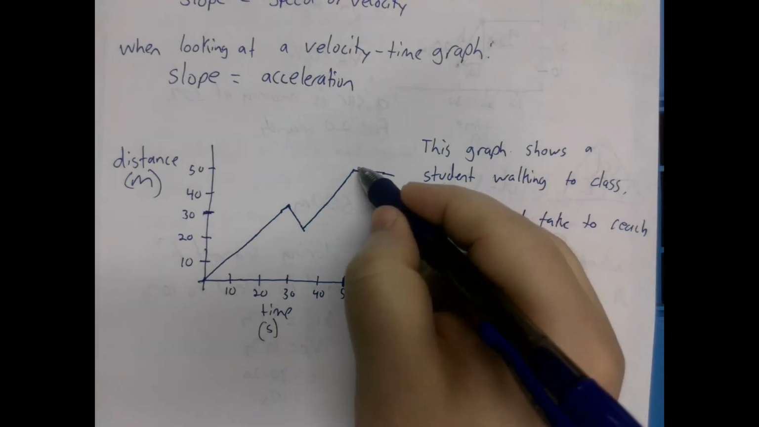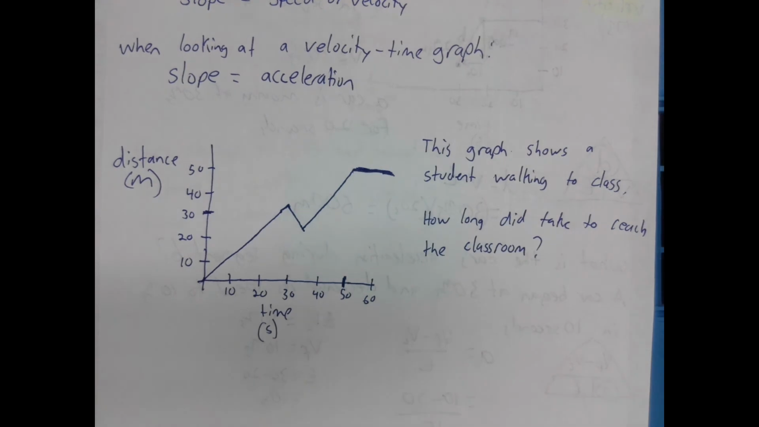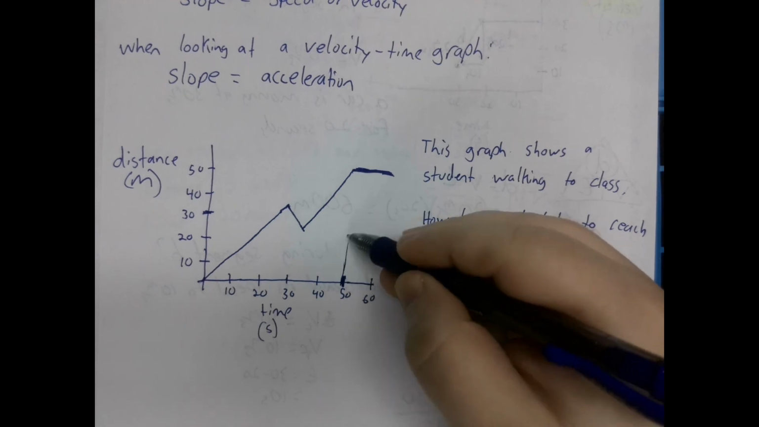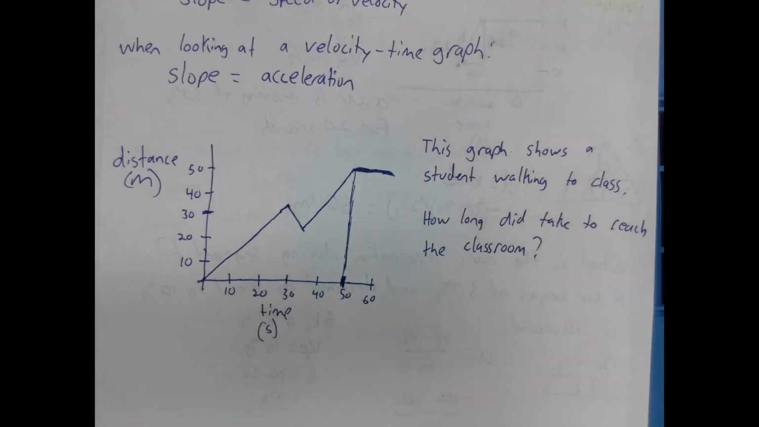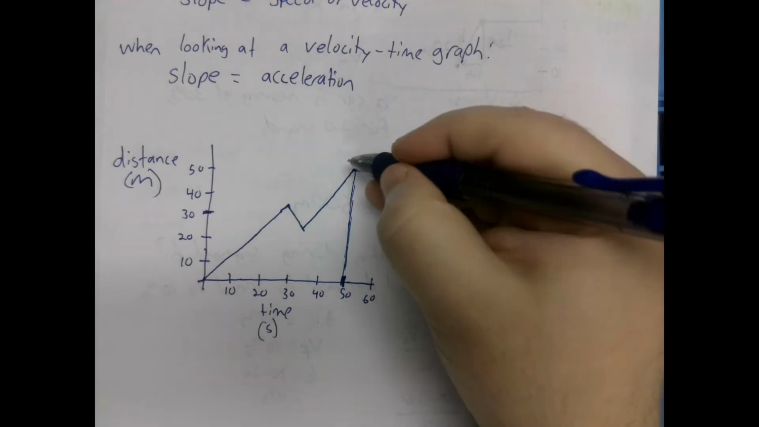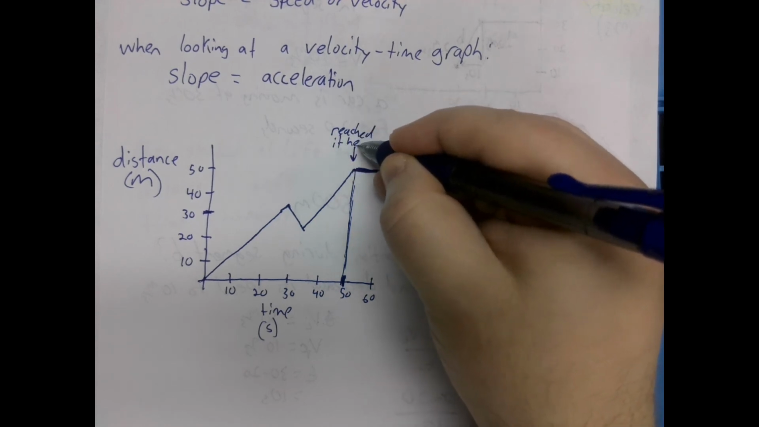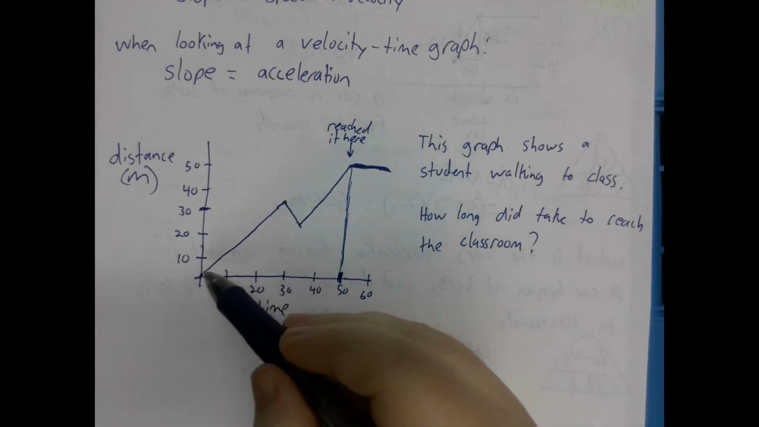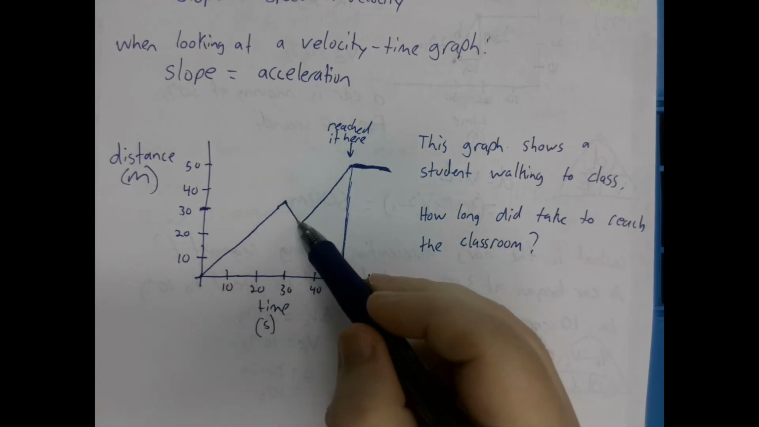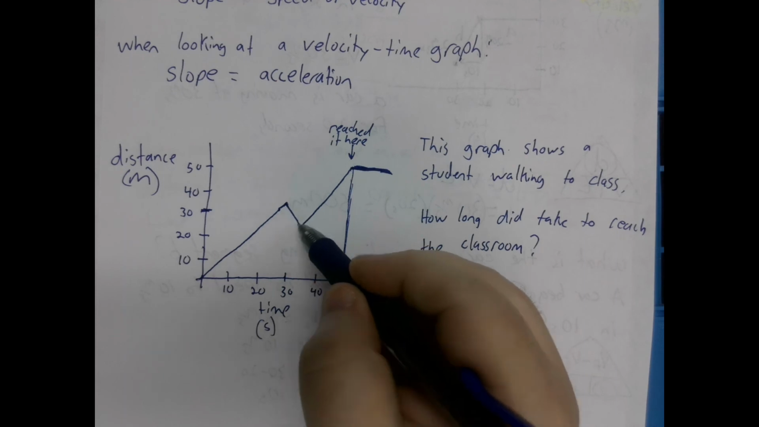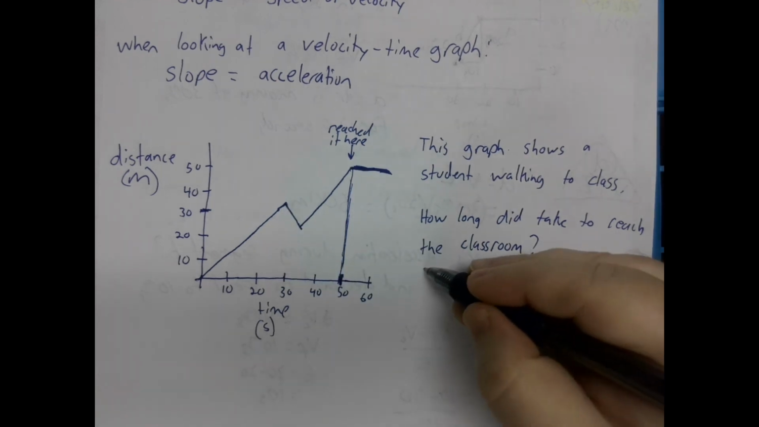So notice that here they stopped. So they're no longer moving at this portion. If we come and look, they stopped at 50 seconds. So we have to assume that they reached the classroom here. So here they're walking to class. The office calls them. They turn around, go to the office, and then continue moving back to class. Well, here they turned around and started facing it. So it'd be 50 seconds.